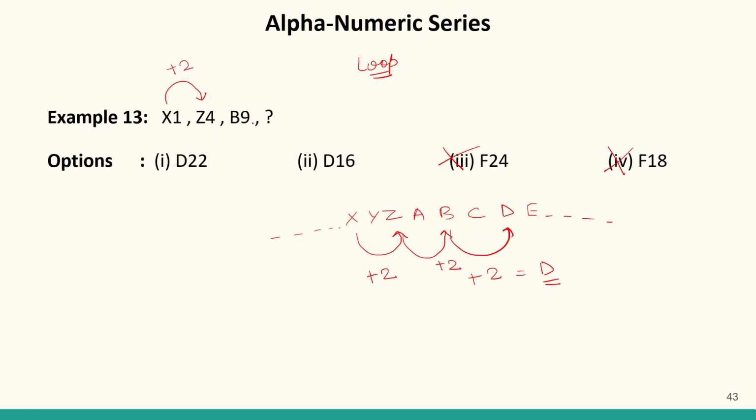Now numbers, I can see a simple square. 1 square, 2 square, 3 square. So 4 square will be 16. So the element will be D16. So option 2 is your answer.